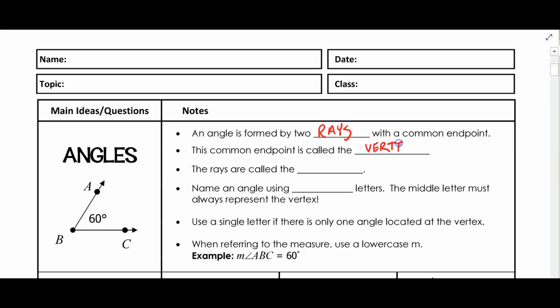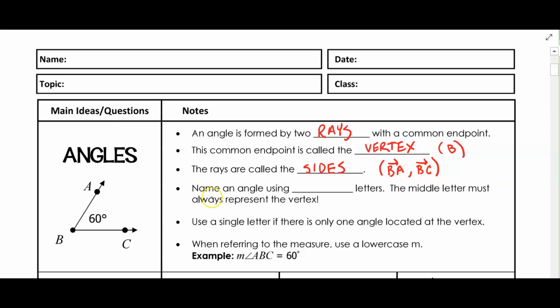Okay, and if you want to pause the video and see if you can fill out these blanks on your own, feel free to do that. And then, so that's point B. That's point B right there. Okay, and then the rays are called sides, so that's the sides of the angle. And then the two sides are ray BA and ray BC. Okay, notice we had the vertex in there.